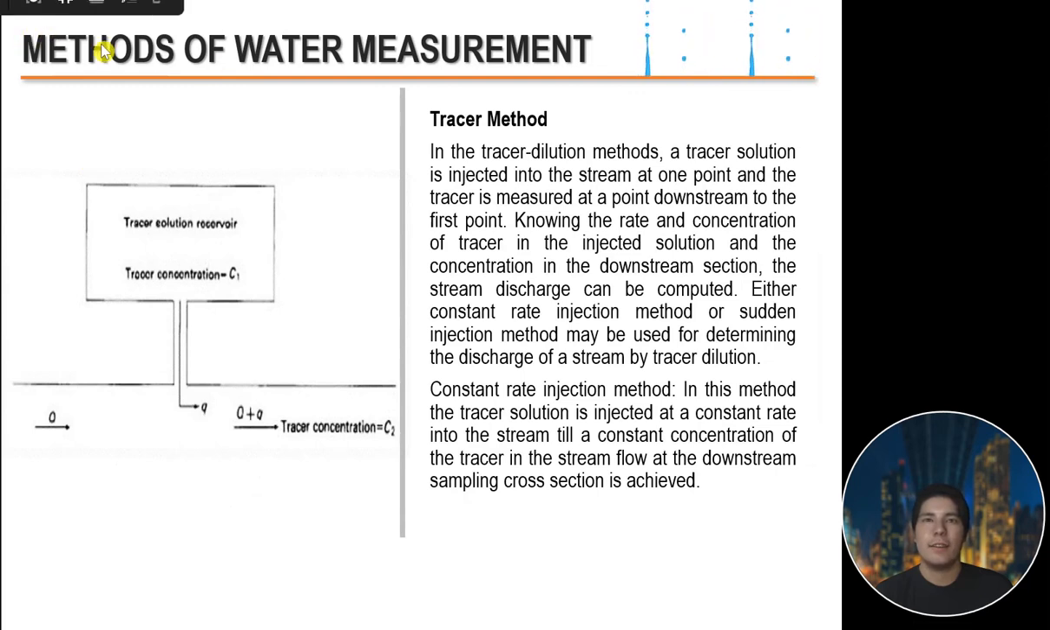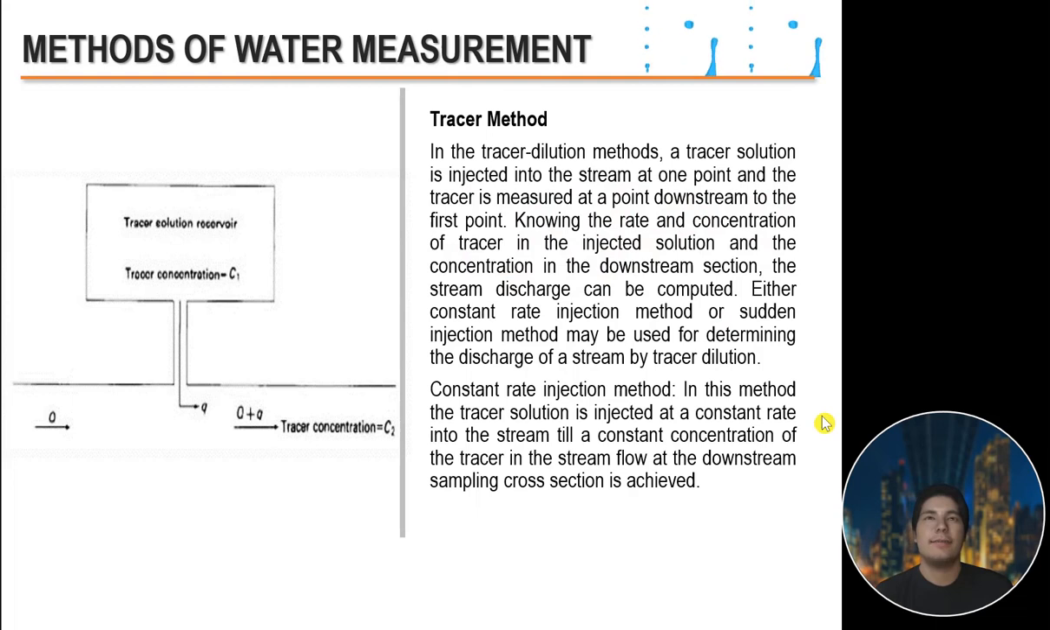Okay, so another method used in water measurement is the tracer method. In the tracer dilution method, the tracer solution is injected into the stream at one point, and the tracer is measured at a point downstream of the first point. Knowing the rate and concentration of the tracer in the injected solution and the concentration in the downstream section, the stream discharge can be computed.